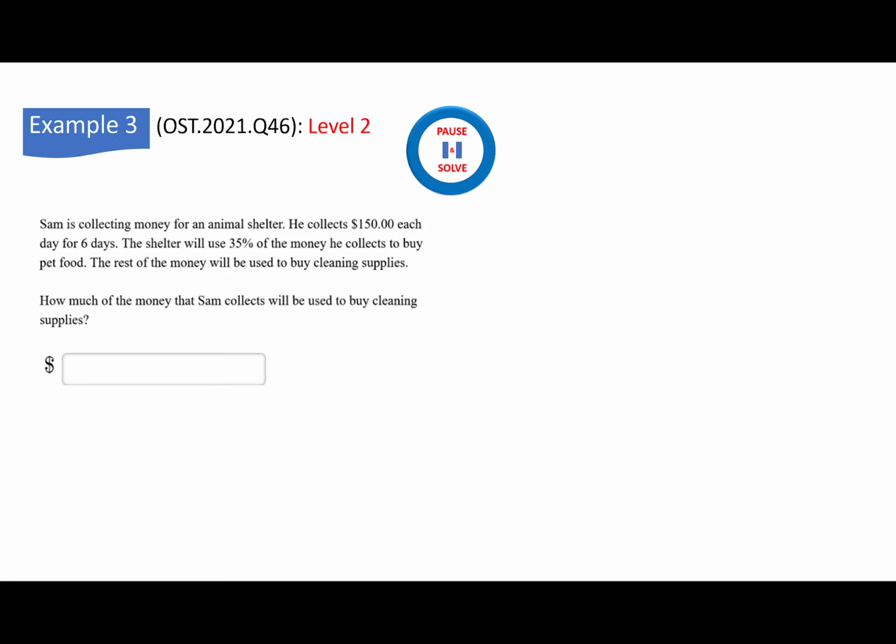Example 3. Sam is collecting money for an animal shelter. He collects $150 each day for 6 days. The shelter will use 35% of the money he collects to buy pet food, and the rest is used to buy cleaning supplies. The question is how much of the money that Sam collects will be used to buy cleaning supplies.